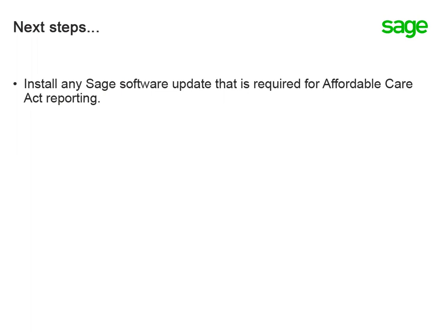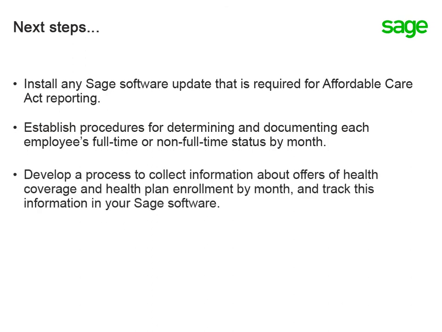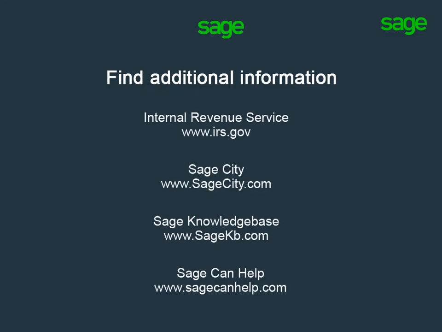Your Sage software may require you to install an update to support Affordable Care Act reporting. Look for software notices for instructions in the coming weeks. Gather essential information on your employees and their healthcare coverage by month and track this in your software. For detailed information about employer reporting for the Affordable Care Act, visit the IRS website. Additional resources can also be found on Sage City, the Sage Knowledge Base, and Sage Can Help websites.